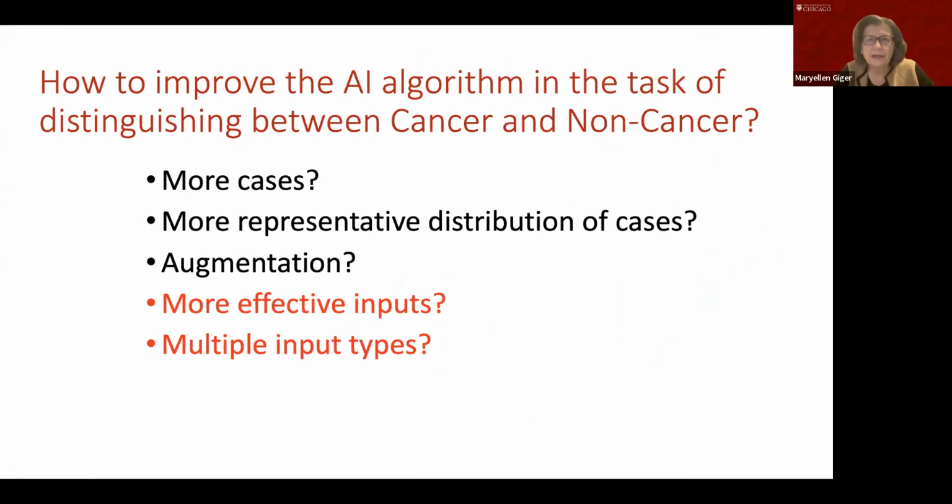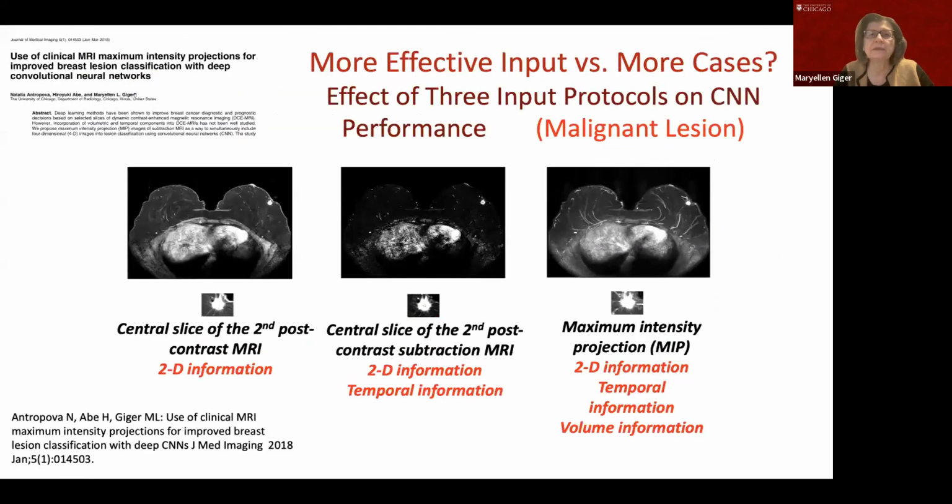But how do we improve the AI algorithm now? You've heard, well, use more cases, obtain better representation of the distribution of cases, conduct augmentation. I'm not going to go through those; they are out there. But let's look at effective inputs and multiple input types.